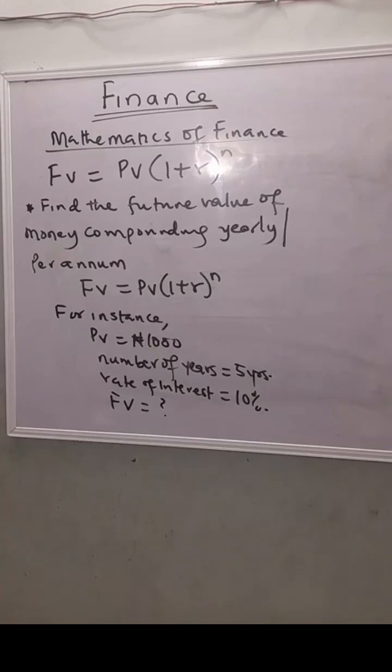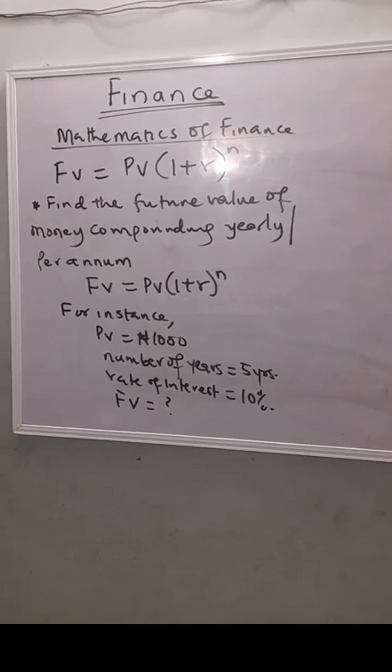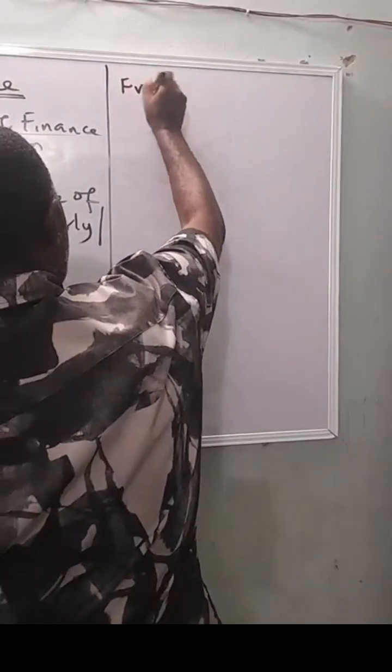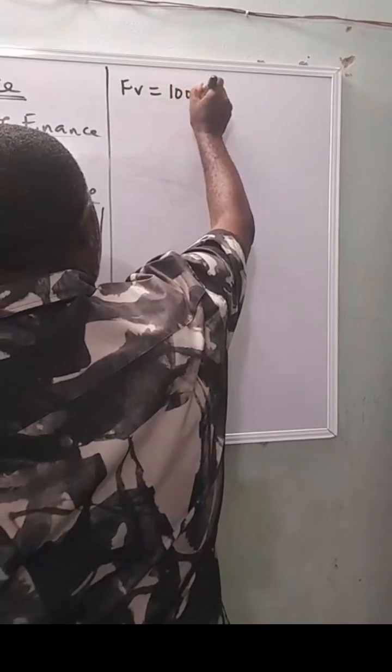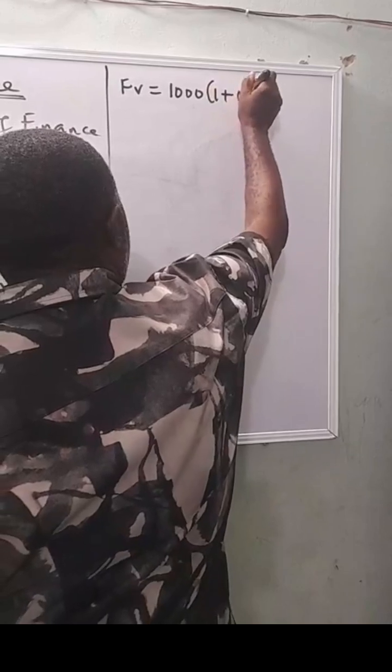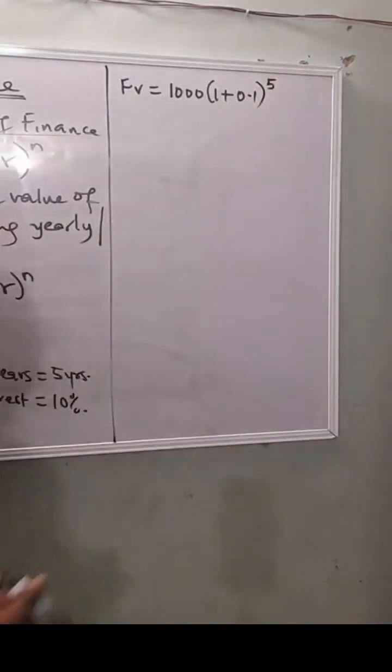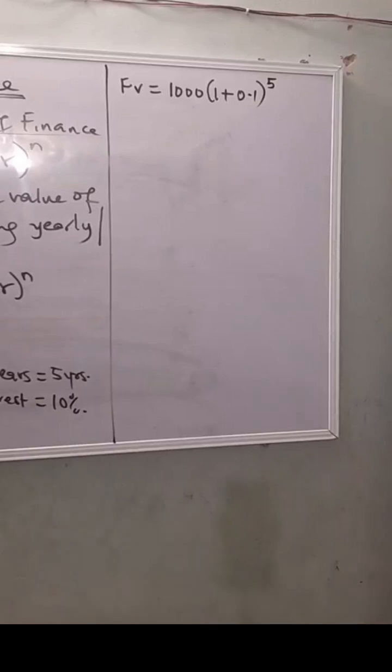future value. If you are asked to find the future value in this respect, I'll go this way. I'll just say future value is equal to 1,000 naira into (1 + 10%). 10% is 10 over 100, which is 0.1. Number of years is what? 5. Remember, we were given present value as 1,000 naira, the interest rate as 10%, and the number of years as 5.